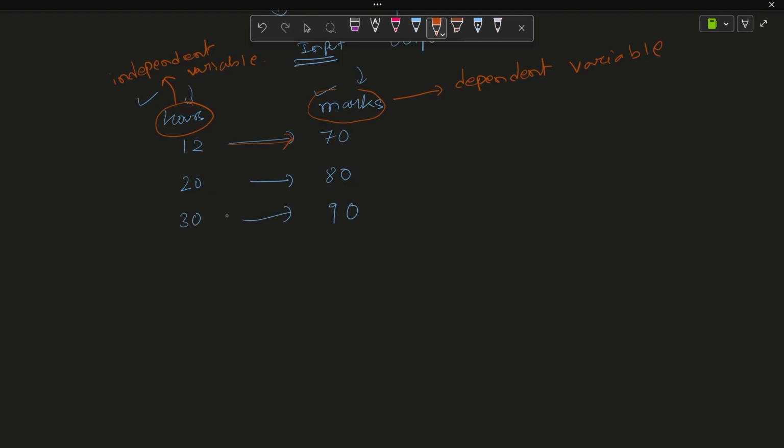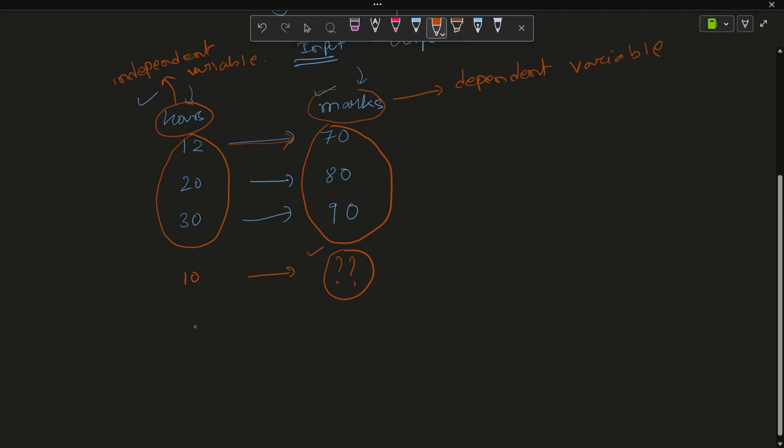All right. So what does machine learning do? Machine learning finds the patterns, the relationship between this input column and this output column, such that whenever you are curious about how much you will get if you study for 10 hours, machine learning predicts this question mark. If you study for 20 hours, it's already written. So for example, if you study for 25 hours, how much will you get?